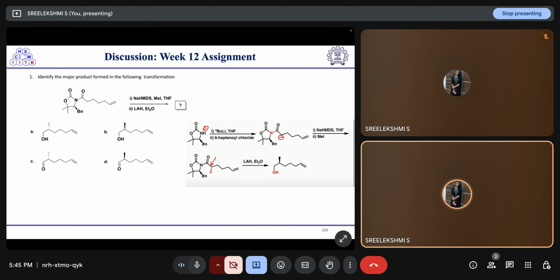So here the correct answer is, firstly, NaHMDS will abstract a proton from this center, and that will attack this methyl group of methyl iodide to form this one. Here the stereoselectivity is controlled by this chiral auxiliary. Then in the next step, LAH will reduce this chiral auxiliary. So this amide will be reduced and an alcohol will form. So the correct answer here would be option B.